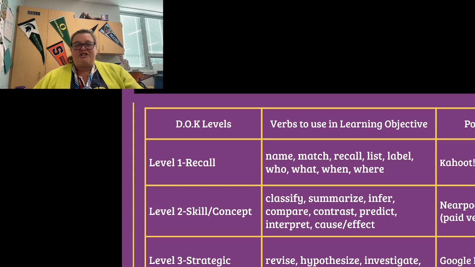Then we have strategic thinking. These are your Google Docs, your Google Slides, your Nearpod, and your Padlet. And then your extended thinking is you're looking at a Jamboard, a Padlet. You might get on a Google Meet with your friends if you're working on a project to talk it out.